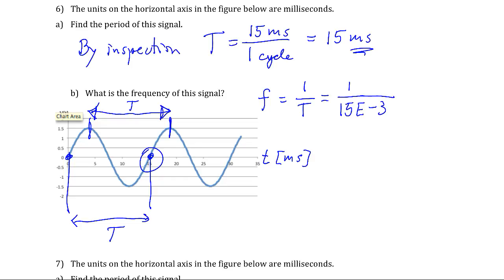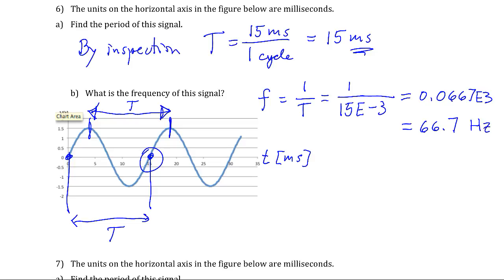1/15th is, let's see, 1/15th is 0.0667, right? And so here I've taken 1/15th, and now I take 10 to the minus 3 in the denominator, and that is times 10 to the third in the numerator. And this gives us 66.7 hertz.